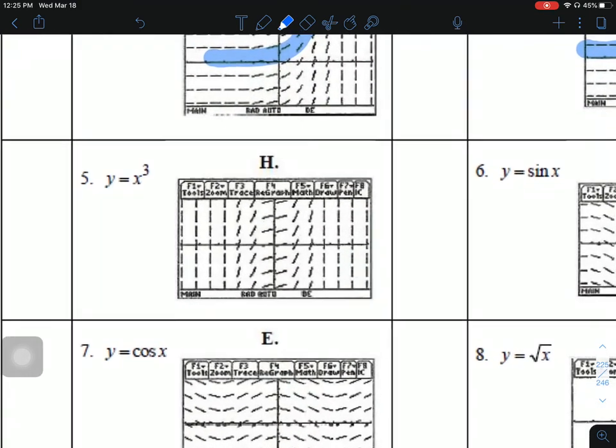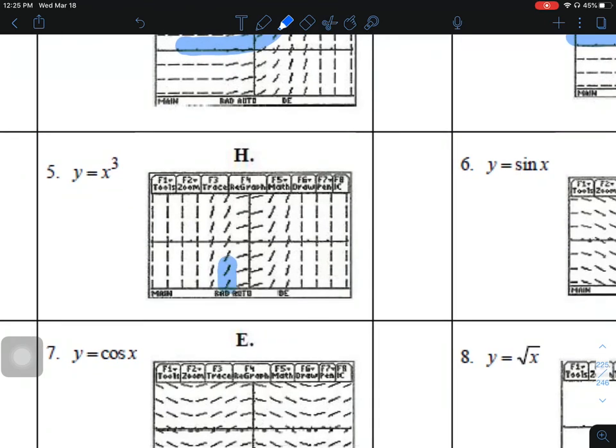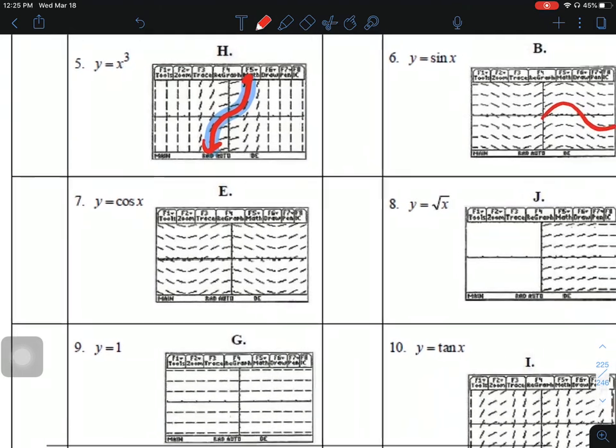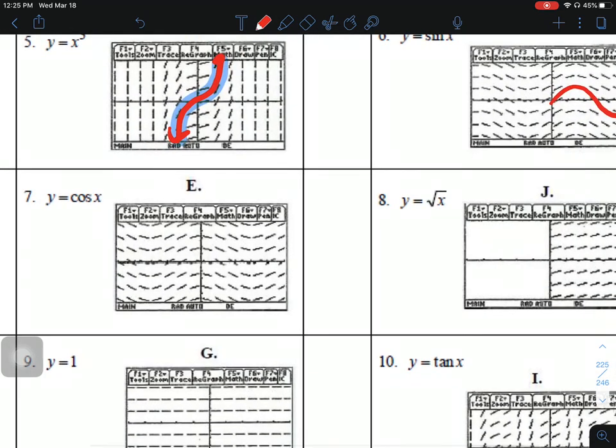5, I chose H because it's cubic. A cubic function looks like this. Probably shouldn't be using a highlighter. Something like this. 6 is a sine graph. We can pick out like so. 7 is a cosine graph.